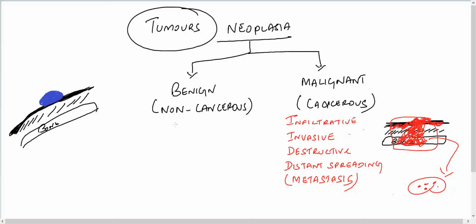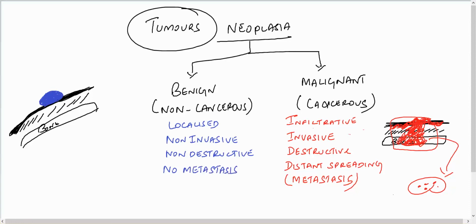It is localized and non-invasive and non-destructive and no metastasis. So they will not spread to distant sites. Okay, so this is the basic character of the benign tumor. Inshallah we will be seeing more in detail about benign and malignant tumors. So this is the introduction for the benign and malignant tumor.